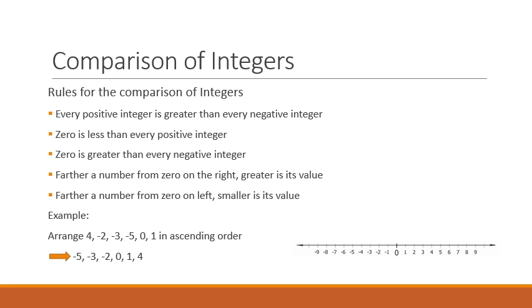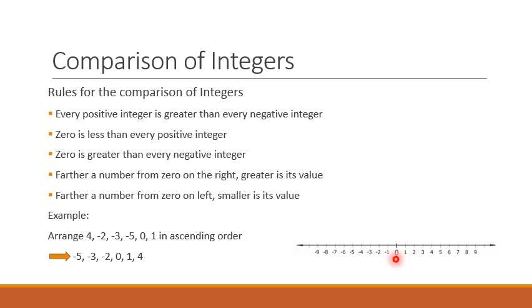Now we'll see how to compare the integers. There are certain rules for comparison of integers. The first rule is every positive integer is greater than every negative integer. So if I say there are two integers minus 5 and plus 4, then plus 4 is greater than minus 5 because plus 4 is a positive integer. So it will always be greater than a negative integer.